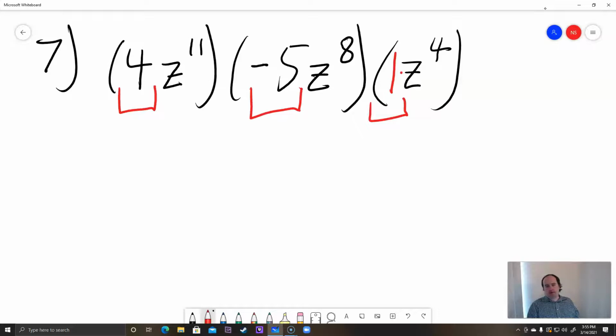Okay, so we're really just going to be doing 4 times negative 5 times 1, but any number times 1 is the number. So really all we're doing is 4 times negative 5, which is negative 20.